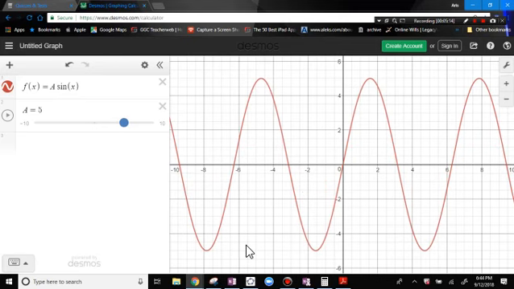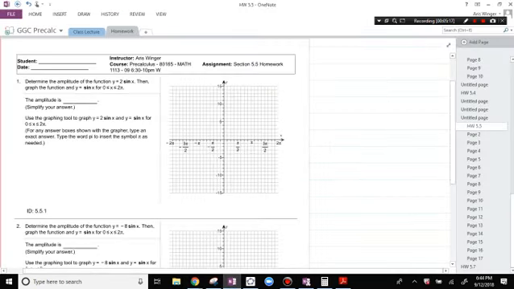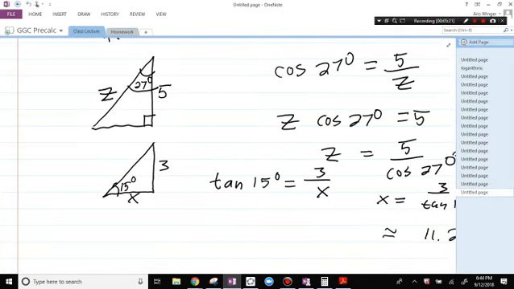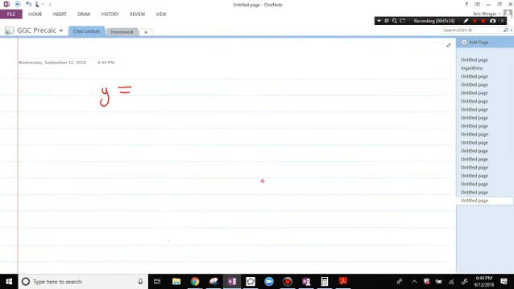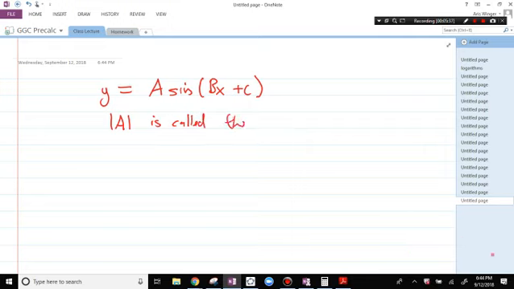When we write y equals, I'm going to write the full thing out for the moment, A sine of (bx plus c), the absolute value of A is called the amplitude.